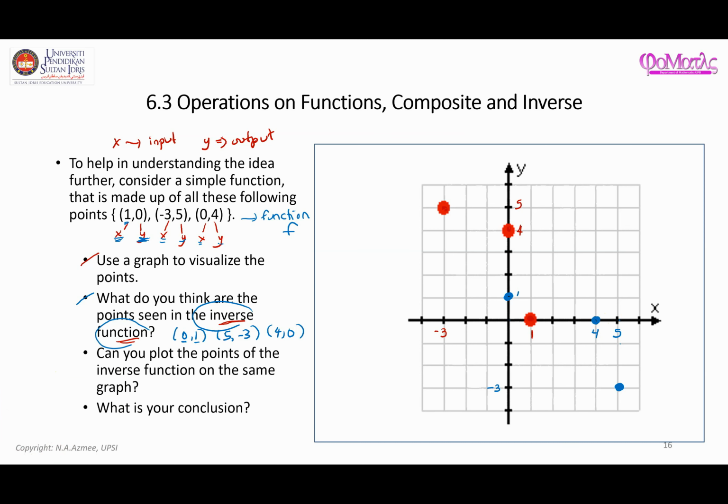Okay. Now, what is your conclusion? So after you have plotted the points, I hope that you are able to see that these points are reflected along the y equals x line. So if I draw y equals x, y equals x means you have a straight line that passes through the origin. So this is y equals x.